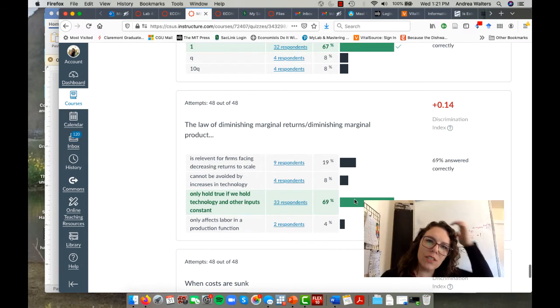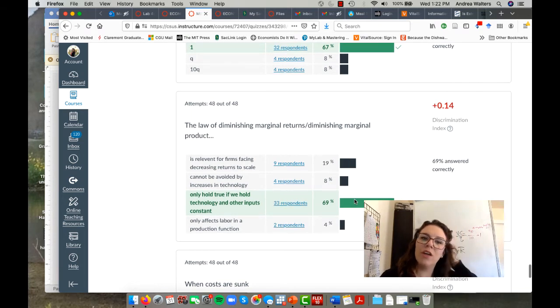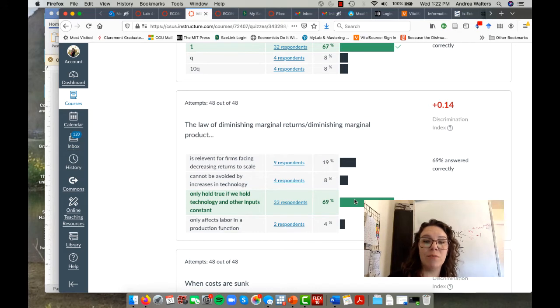Other problems: the law of diminishing returns, diminishing marginal product, holds true only if we hold technology and other inputs constant. That's true. It can also be considered true that it's relevant for firms facing decreasing returns to scale. Because the reality is, if you're at a point of decreasing returns to scale, then you're probably facing diminishing marginal product or diminishing marginal returns. So for the people who did choose that option, I'm going to go ahead and give you your points for that one. I'll go through and make those changes. It can be avoided by changes in technology, and it doesn't only affect labor in production, it can also affect capital. It can affect any input, really.